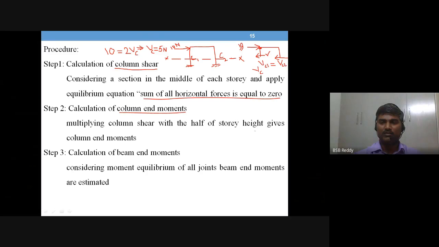Say, for example, I just draw it here. So this is the end of the column, and this is where I have the shear force found, which is F5. Imagine the total story height is 4 meters, and this is 2 meters, half of the story height. This is the point where the end of the column is. So 5 into 2 is 10 Newton meter, which is the end moment value, and it is clockwise.